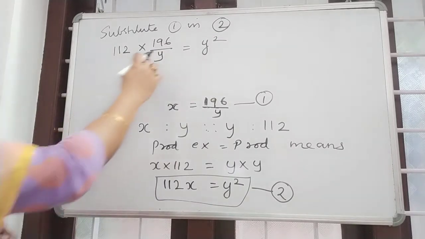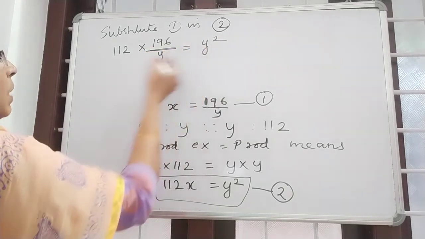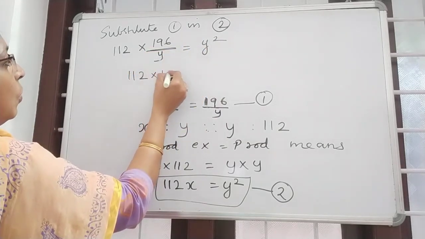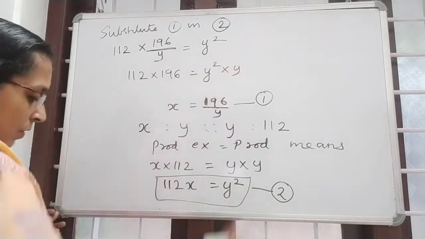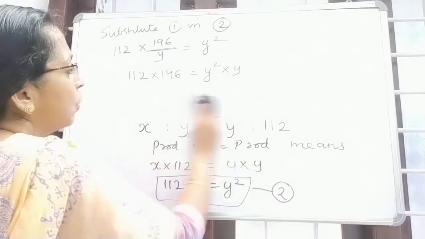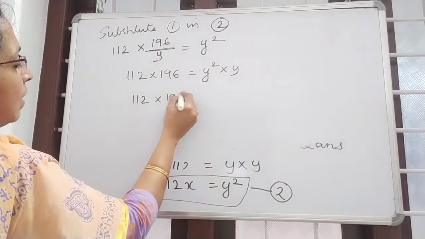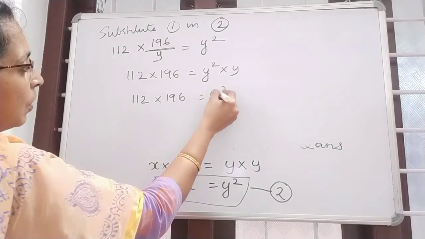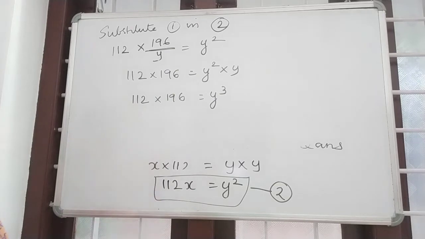Okay, so take this y to the right side. The division will become multiplication. So 112 into 196 is equal to y square into y, which is y cube. So 112 into 196 is equal to y cube. Either you can multiply this or take the prime factorization separately. So 112 factorize, it will be what?